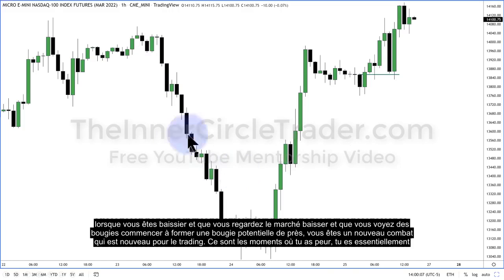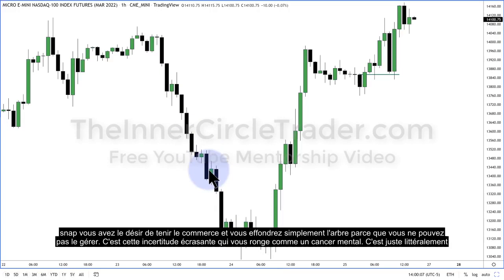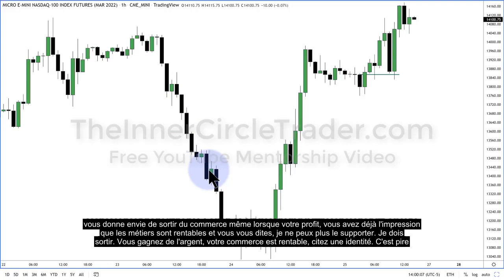So when you're bearish and you're watching the market go down and you see candles starting to form a potential up close candle, you as a neophyte that is new to trading, these are the moments where you get scared and you basically snap yourself out of the desire to hold the trade, and you just collapse the trade because you can't handle it. It's that overwhelming uncertainty that eats at you like mental cancer. It just literally makes you want to get out of the trade, even when you're in profit. You ever feel that? The trade's profitable, and you're like, I just can't stand it anymore. I got to get out. You're making money. Your trade is profitable, quote unquote, in a demo.